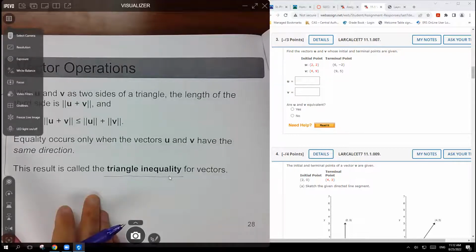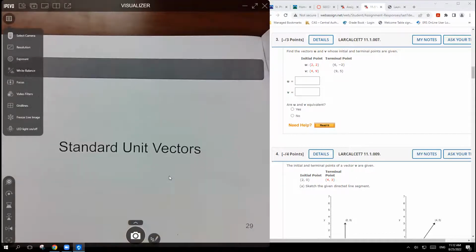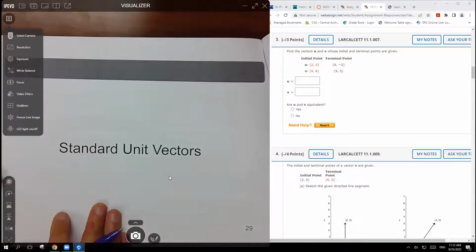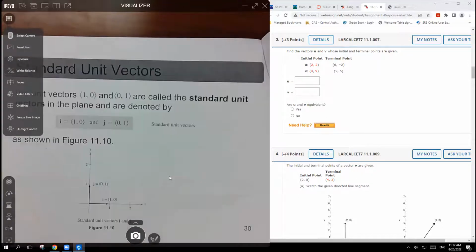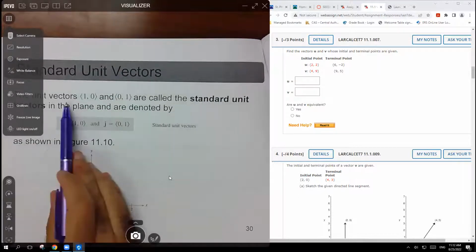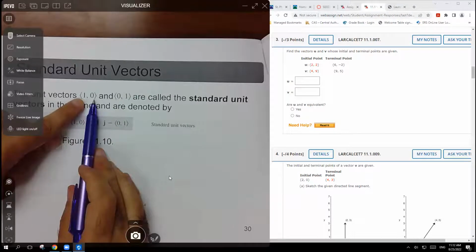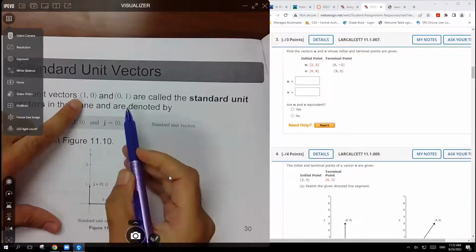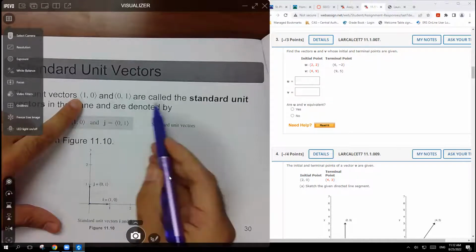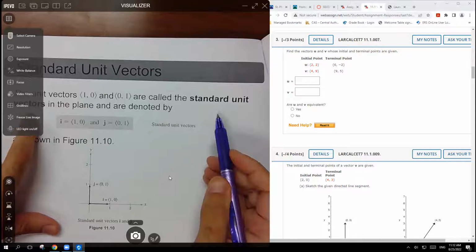Let's keep going. Standard unit vector is not that hard. Each coordinate, the unit vector (1, 0). This is a vector, you see? The x is 1 and the y is 0. And (0, 1) are called standard unit vectors.